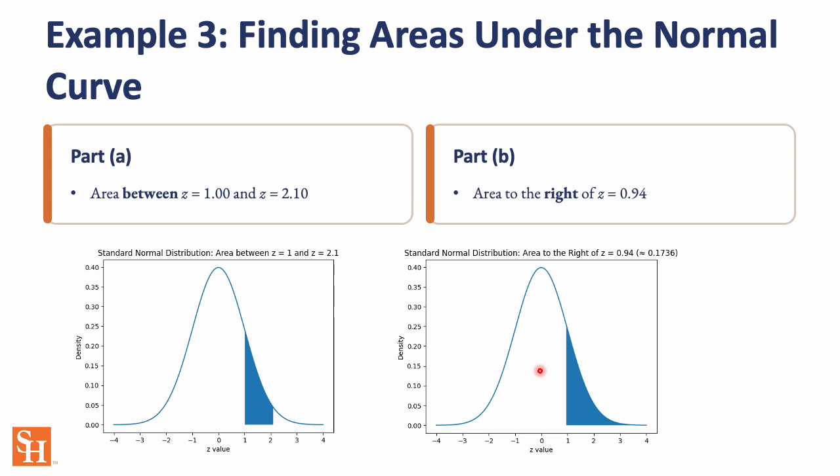And for this one, we need to find the area that is to the right side of 0.94. That means say we have 0.94 here, then we need to find this area, and we will see how we can do that.